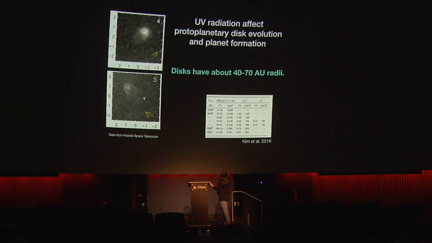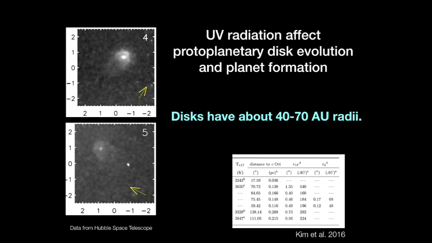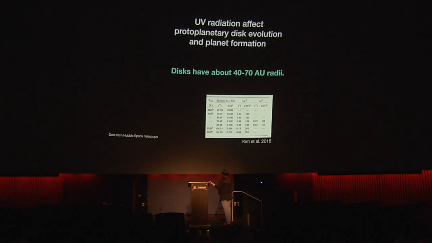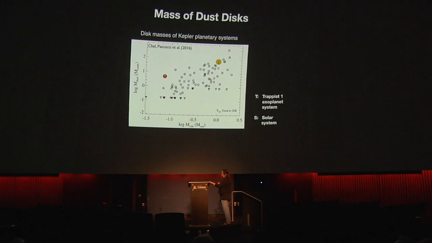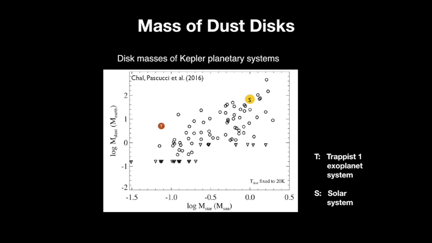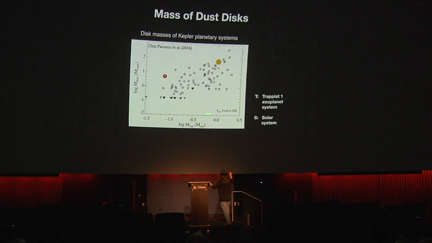So disks we found here is about 40 to 70 AU. Note that the Neptune is about 30 AU away. Okay. We care about size, but we also care about the mass. So this is the mass of the disks. So it's a dust mass. And I will tell you where the solar system is right here. Here is the stellar mass, and solar system is right here, and we have about 100 Earth mass.